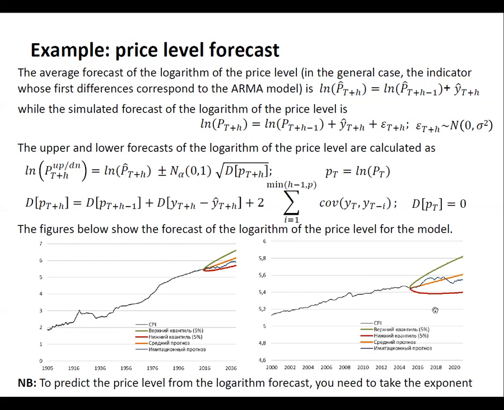Accordingly, when you need to predict not the logarithm but the original indicator, you just need to take the exponent of all four forecasts of the logarithm: upper, lower, average, and simulation. And then you've got the forecast of the original series. Not the forecast of the logarithm of the price level anymore, but simply the forecast of the price level.